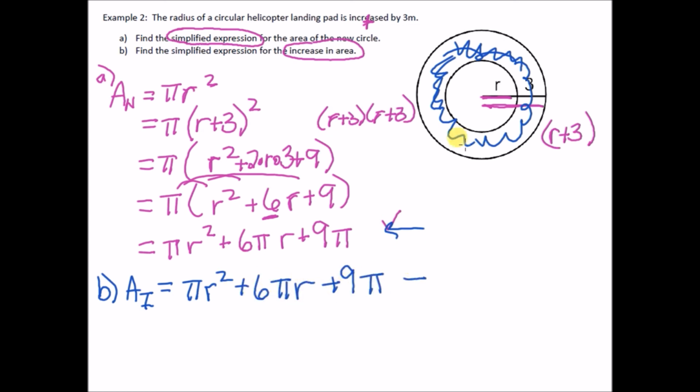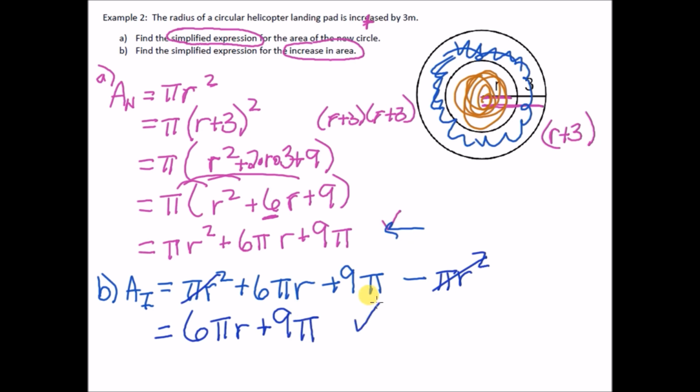And we're actually going to subtract the middle. So we can subtract this in here to just get that increase. So the area in the middle was pi r squared, right? The original. So these two pi r squareds cancel out because we have pi r squared and negative pi r squared. So the area of the increase is 6 pi r plus 9 pi. And that's done.